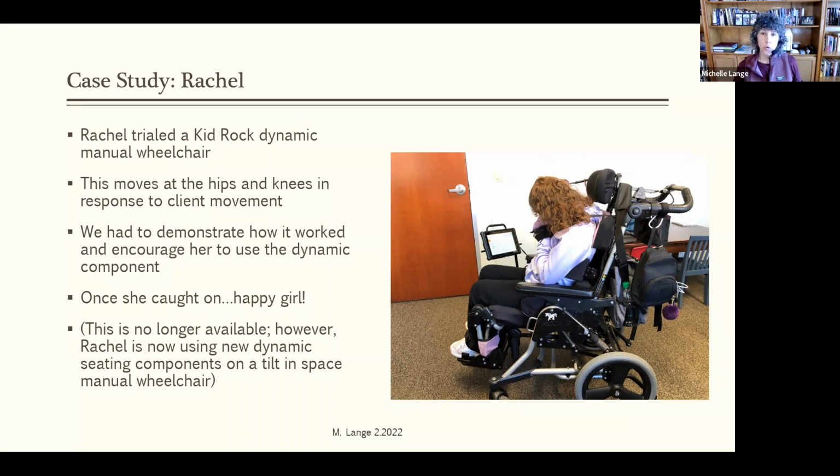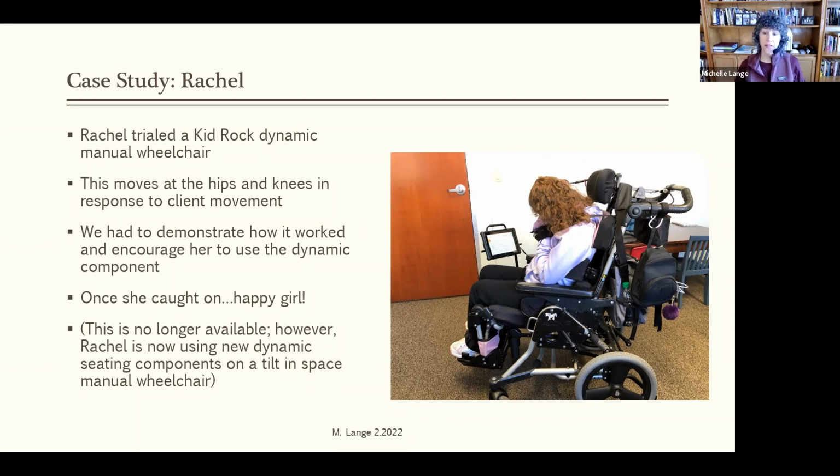So when she would move at all, when she would attempt to rock like she did in a rocking chair, the system would respond to that at her hips and knees. Now, she wasn't used to a manual chair moving with her at all. She never tried to move in her manual chair. So we had to move this for her. So I literally grabbed the push handles and moved it back so that she started getting the sense that if she moved, it would move with her, just like her rocking chair at home. So she caught on and started rocking within her manual wheelchair.